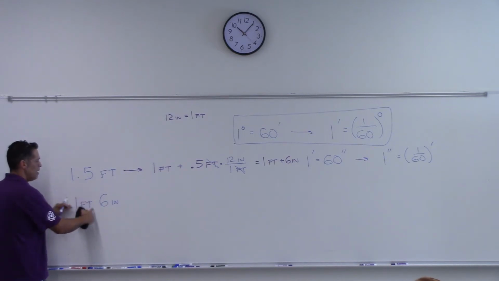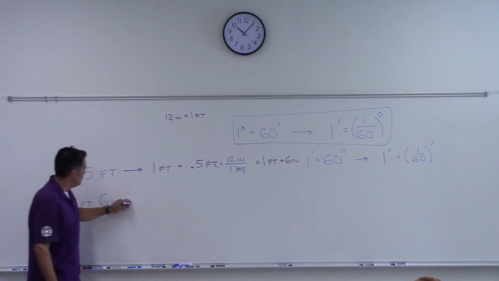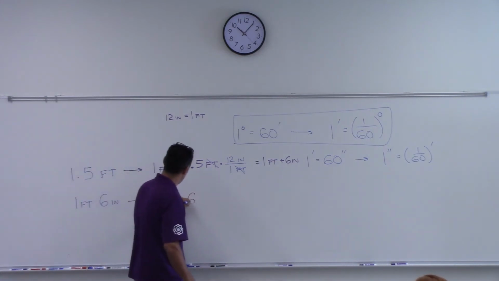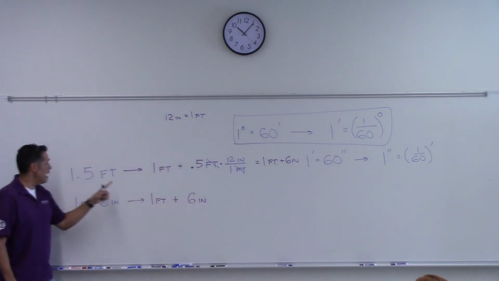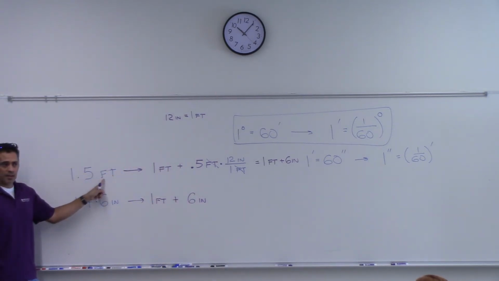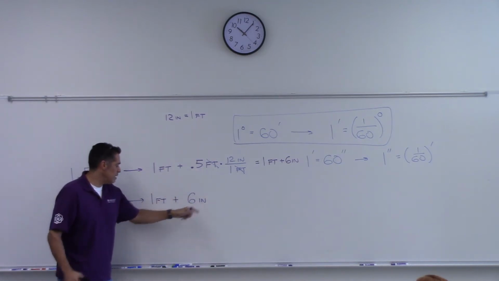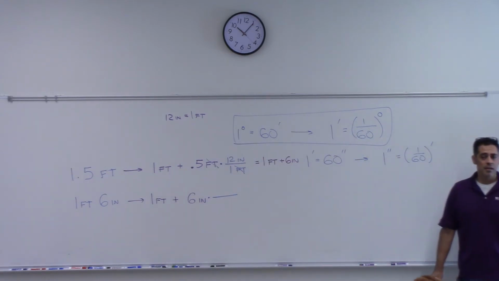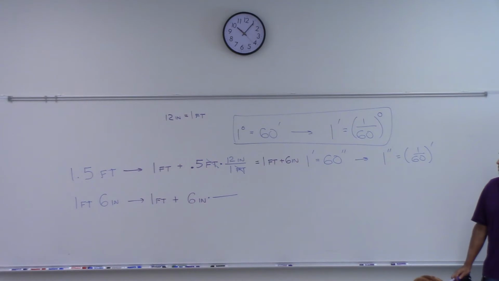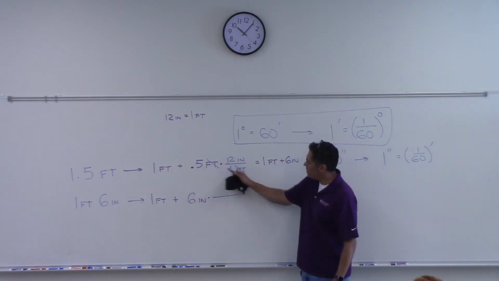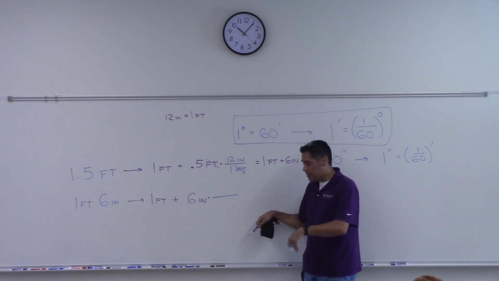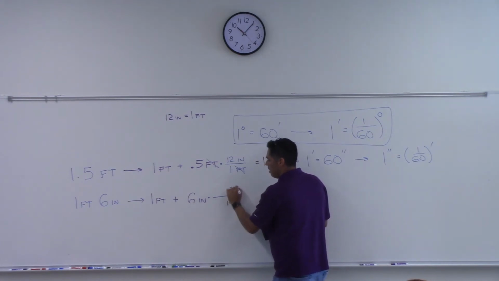Here, what if we wanted to go here to here? What would we do to go from here to here? I'd say, well, this is 1 foot plus 6 inches. But I want to get rid of inches and turn everything into feet, right? So how can I get rid of inches and turn it into feet? What do I multiply by to get rid of the inches? Over here, I wanted feet to cancel, so I put feet on the bottom and inches on top. Here, I want inches to cancel, so I'm going to put inches on the bottom and feet on top, right?